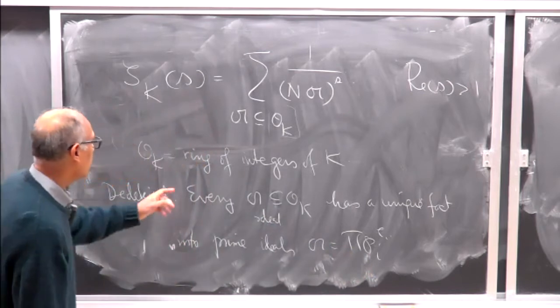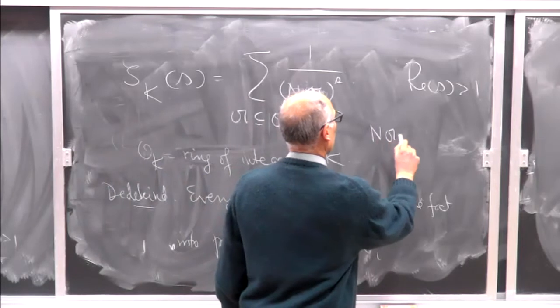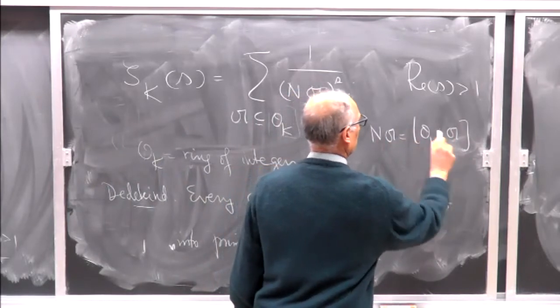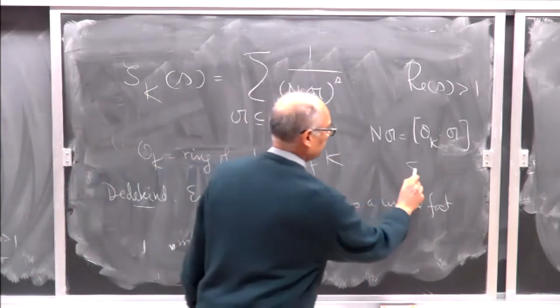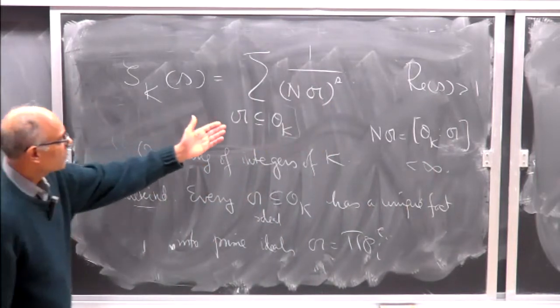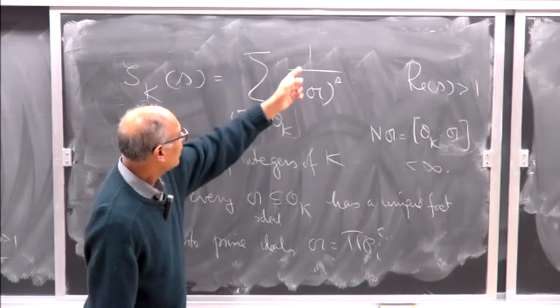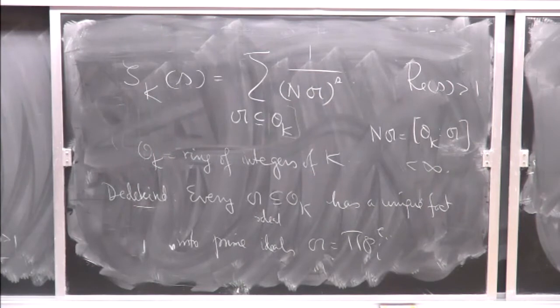So as a result of that, you can look at these things. The norm of A simply means, if you like, the index of A inside O, and it's a property of this ring that this is always finite. This is one of the ways of measuring the size of A, the actual number, and you take the reciprocals to the s power. That's the analog of the Riemann zeta function in the number field.